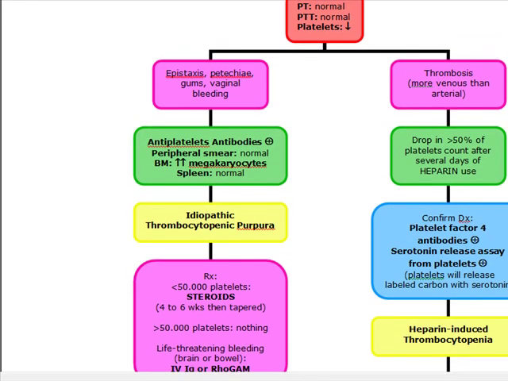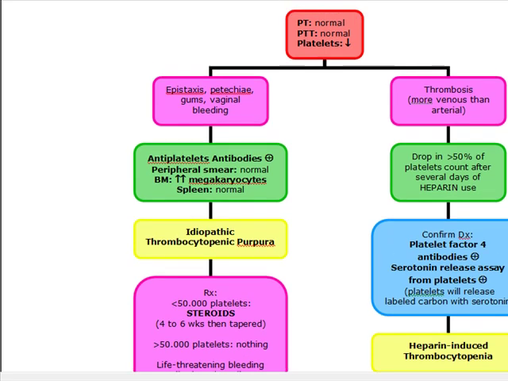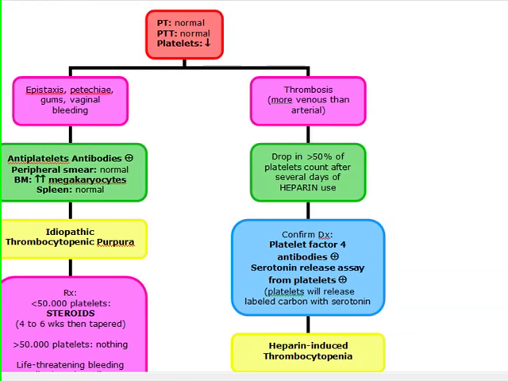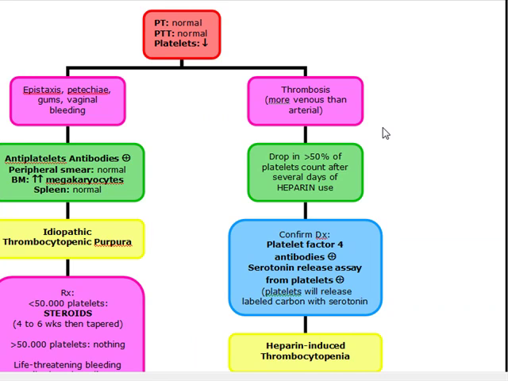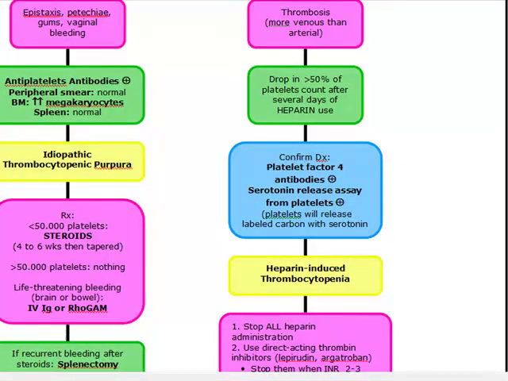Next, we are going to talk about this cluster: PT that's normal, PTT that's normal, with a decrease in platelet count. This can occur secondary to thromboses. And if you have a drop of over 50% of the platelet count after several days of heparin use, we're going to think about heparin-induced thrombocytopenia in the stem of the question.